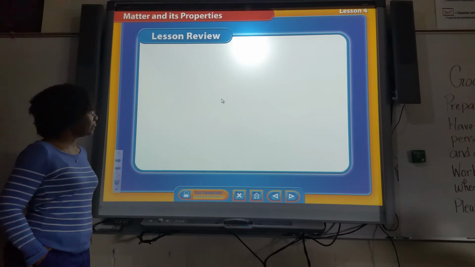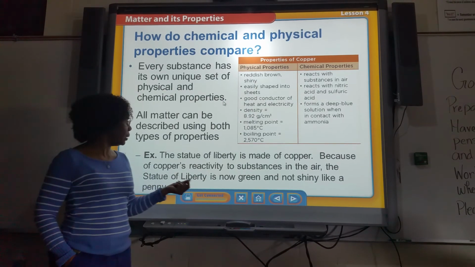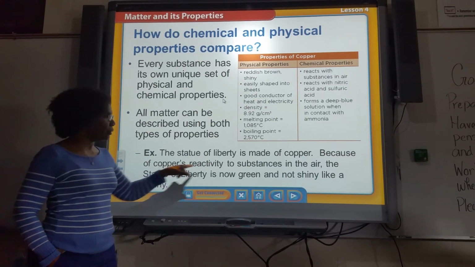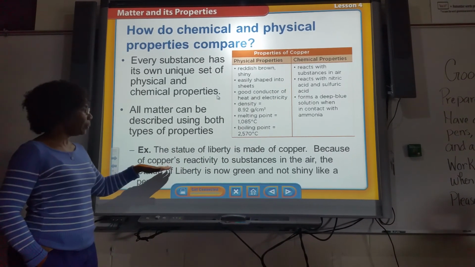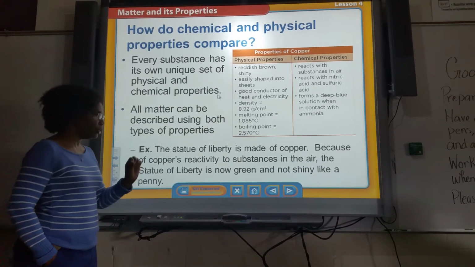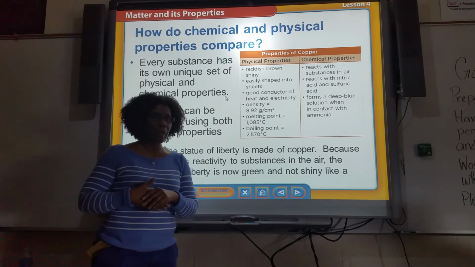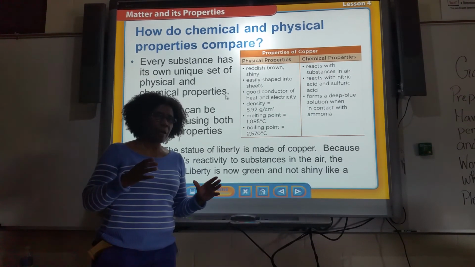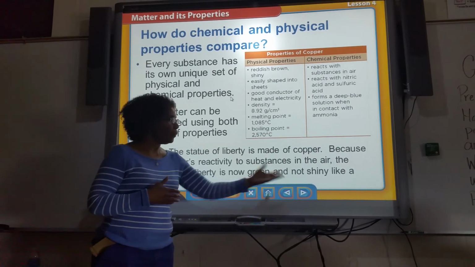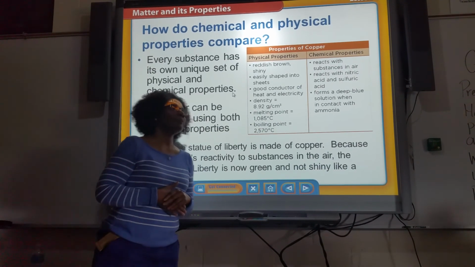All right, this example right here, boys and girls, is the Statue of Liberty, which we talked about Tuesday in class. Remember, the Statue of Liberty is made of copper, and because of copper's reactivity to substances in the air, the Statue of Liberty is now green and not shiny like a penny. When it was brought over from the other country as a gift, they brought it in different boxes. When they brought it over, it looked like a brand new shiny penny. But now we know it's the color green.